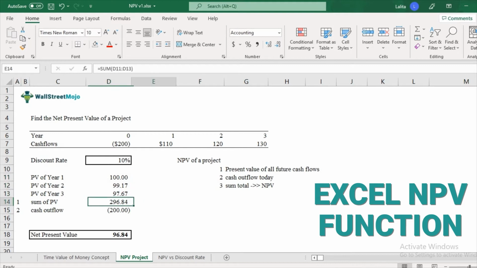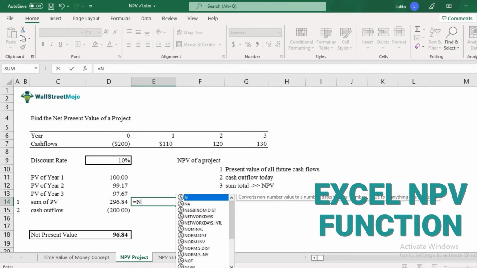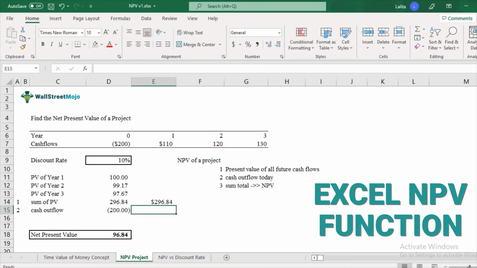Let's apply this formula, which is a function from Excel. This is the NPV function. In this NPV function you just have to give the rate. Rate is nothing but the discount rate, 10%, and value 1, value 2, value 3. You can do that one by one, 110, comma 120, comma 130, so on and so forth, or you can just select all of these at once, which I did in our case, and press enter.